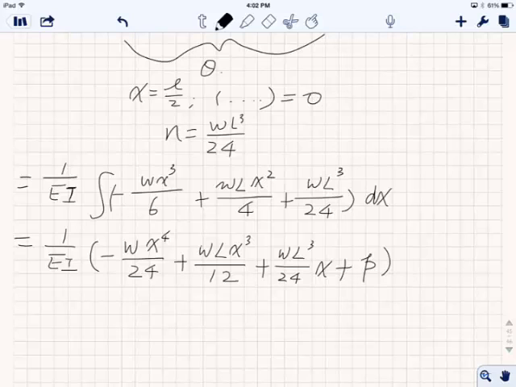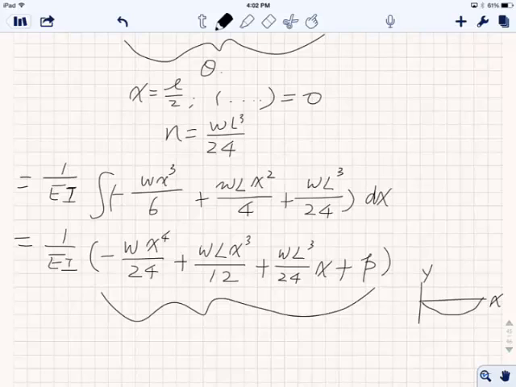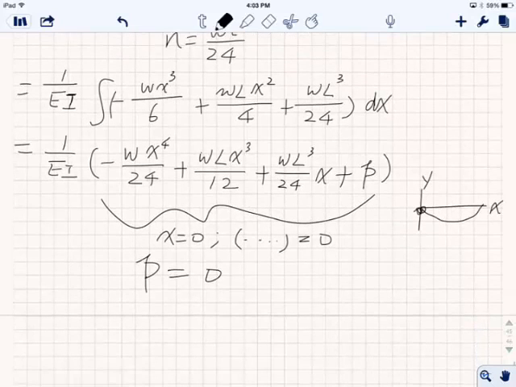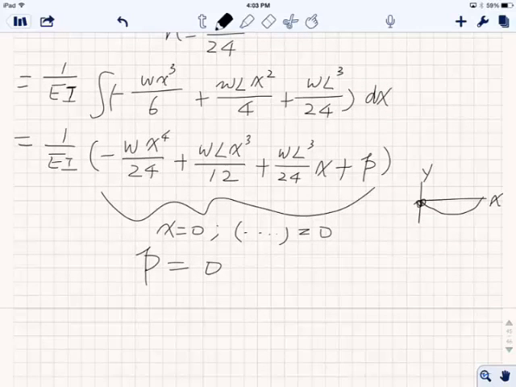Don't forget that what's inside these parentheses here is my y, my deflection. And for deflection, I'm just going to draw it here: x, y. When x is 0, y is 0, right? So plugging in x equal to 0, whatever is inside the parentheses should be 0. So therefore, good, P is 0. Okay? All right. Good, we have that. The next thing is I am going to rewrite this final expression a little.